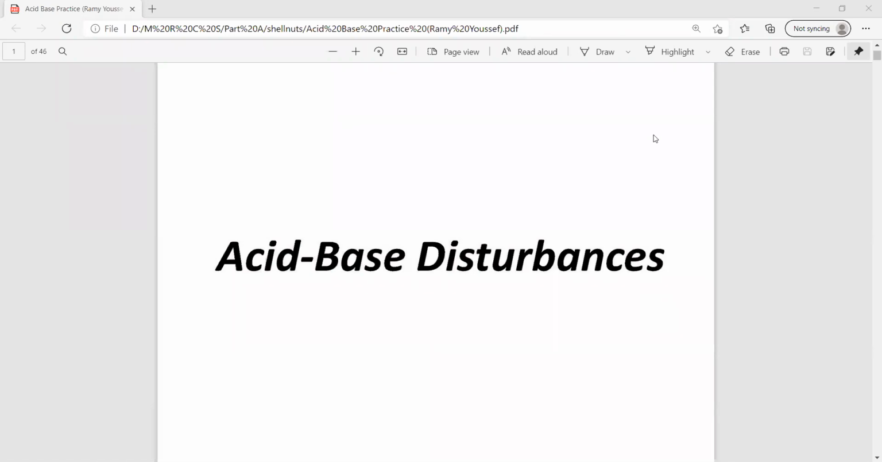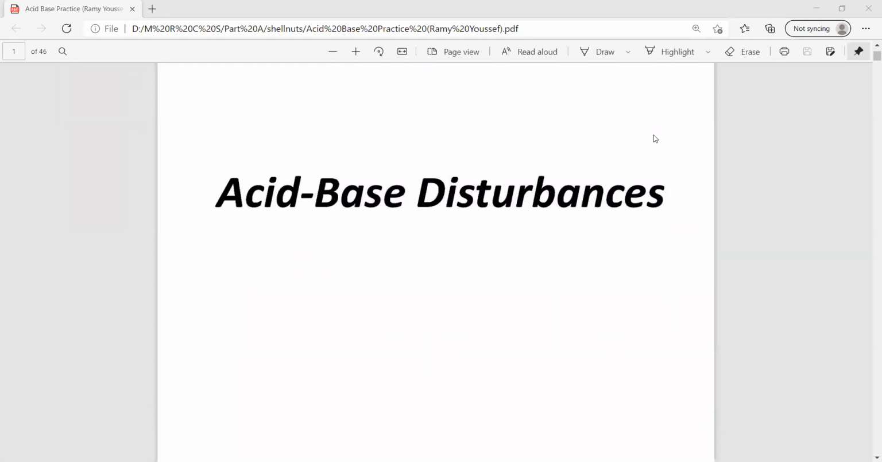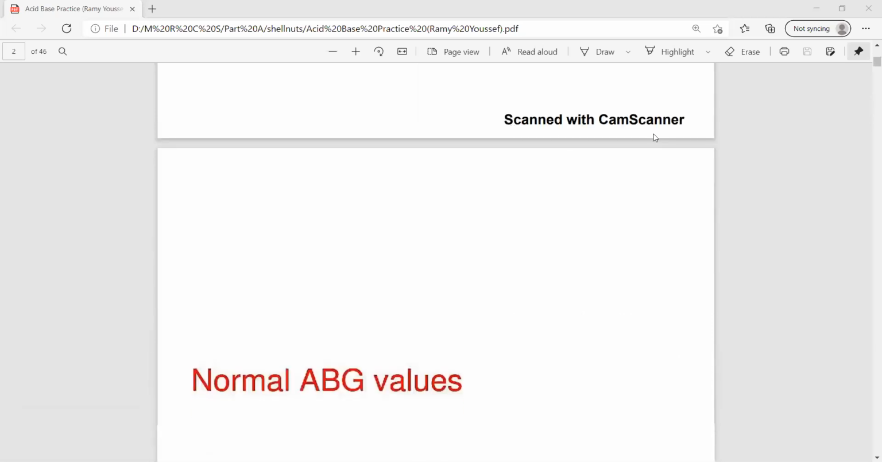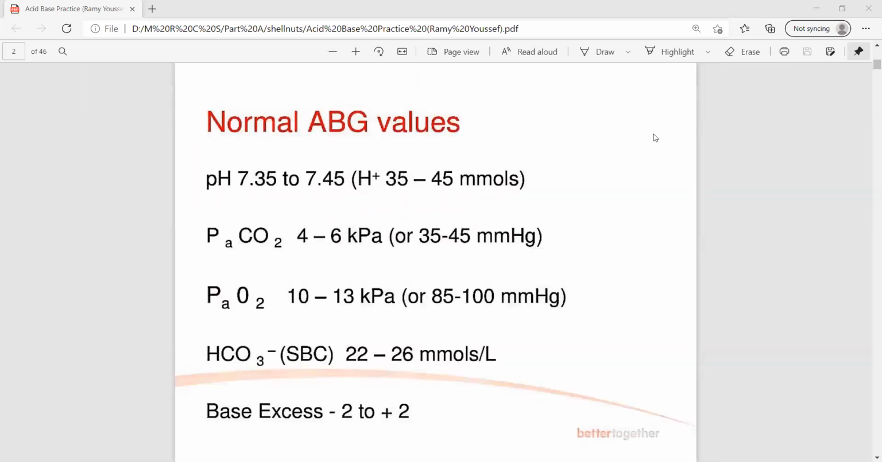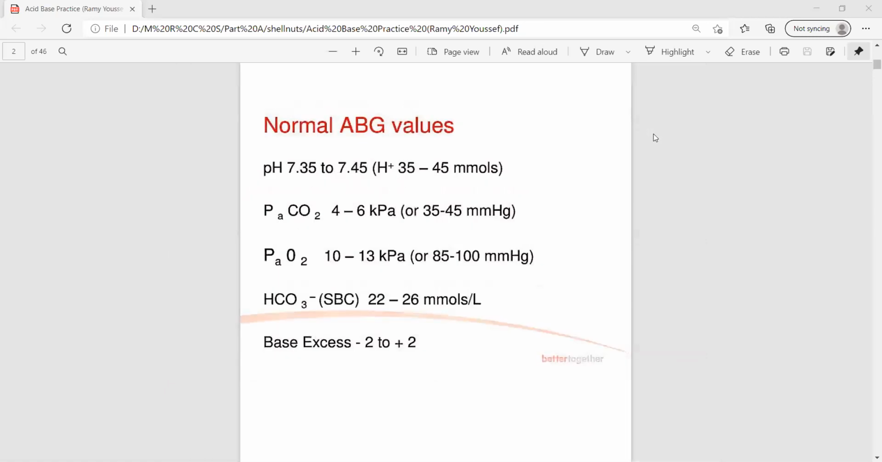Okay. Let's start with ABG or acid-base disturbance. What are the normal values of ABG? The normal values of ABG are as you can see now, and you have two parameters, and you should know both of them.